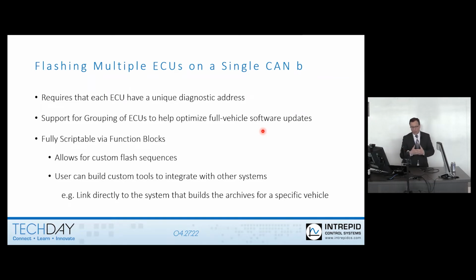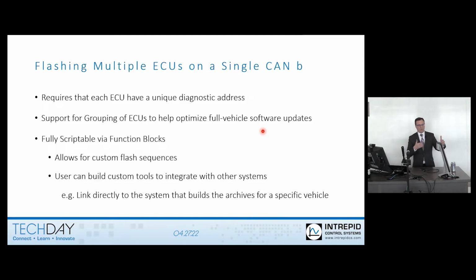One of the other real advantages to our system is that it's all accessible and scriptable via our function block interaction, which gives you access to transmit messages, all kinds of things. So if there's a special case scenario where a module needs to have something extra done to it before you can flash it, this gives you an environment to do that if that's not part of the existing archive. This also gives us the ability to build custom tools around this, right? We're going to show you that in a little bit. But an example of this, working with one of the major manufacturers, they have a system that will build archives for a vehicle.